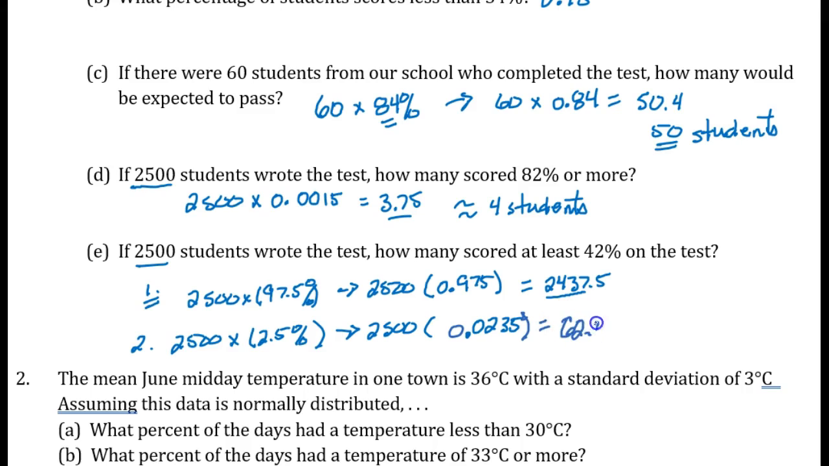So here we'd have 2.5% of students who didn't get a mark of at least 42. So 62.5 students didn't get a mark of at least 42. Take that away from your total, and we still come back with the same answer. So you don't need to do it both ways, just use whichever one works for you.